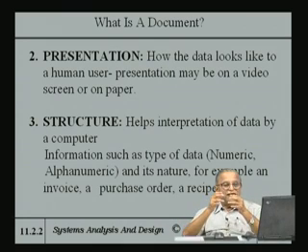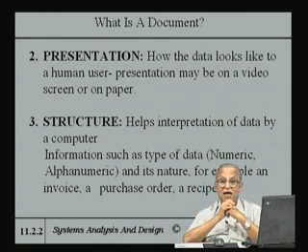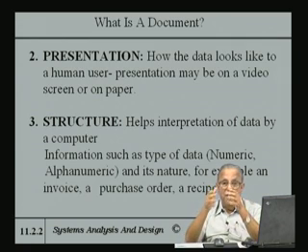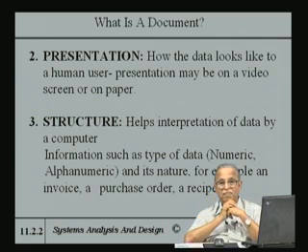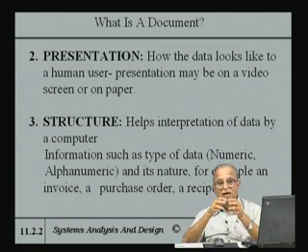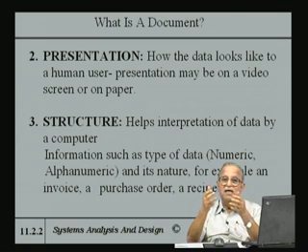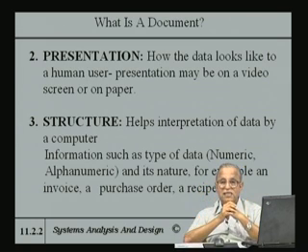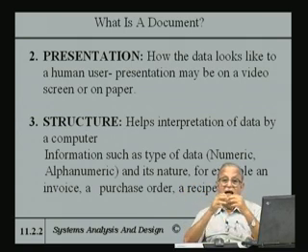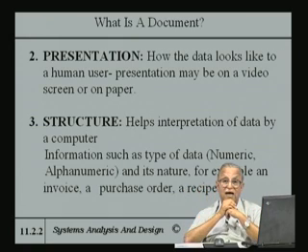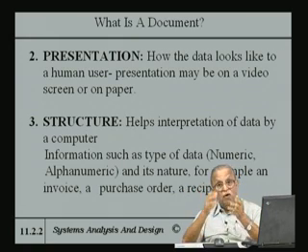Okay, how the data looks to a human user is presentation, which is what we talked about in report generation and report presentation. And the structure helps interpretation of data by the computer. In other words, the presentation on a page is important for a human user. The computer has to use that data, so it needs some more information about the structure. What I mean by structure is: is it a number? Is it a set of characters? Is it a data structure like a vector? Or is it a record structure? That kind of structure is important for a computer to know in order to process it.